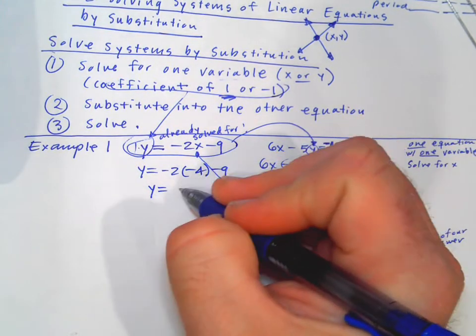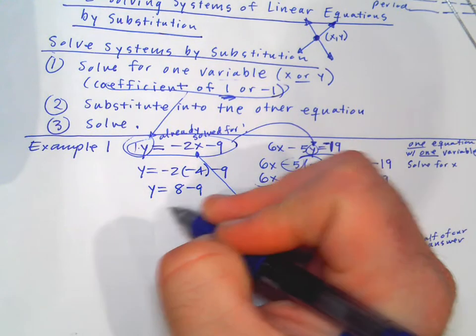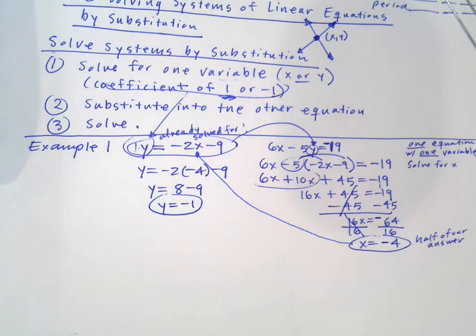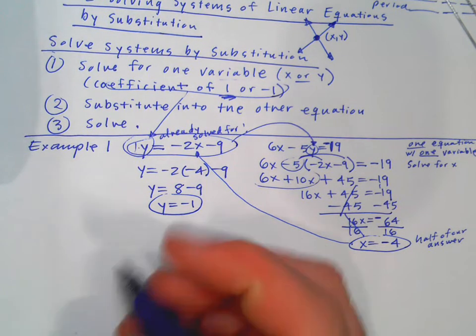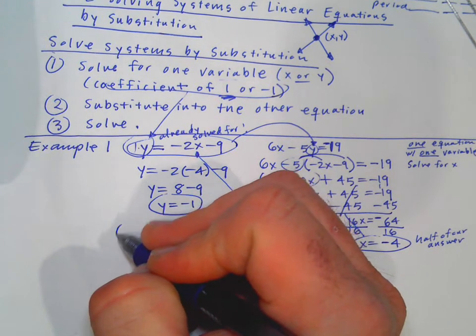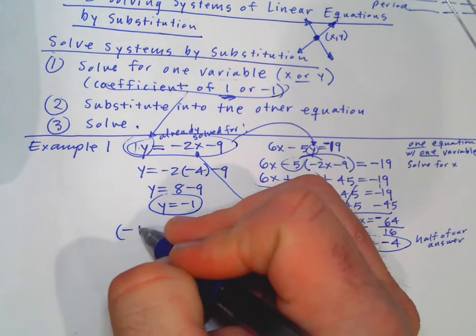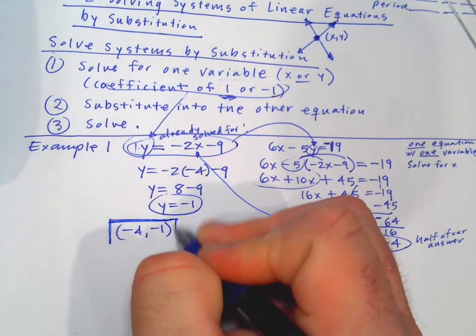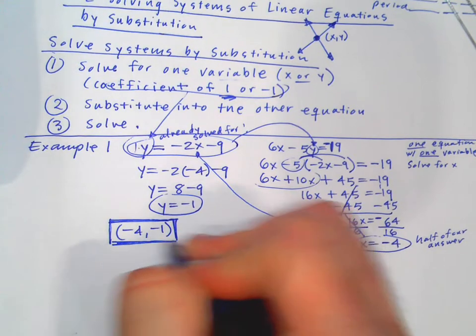Negative 2 times negative 4 is positive 8. 8 minus 9 is negative 1. That's the other half of our answer. Now we're going to write our answer as an ordered pair. X first, y second. Okay, so we're going to get x first, negative 4, y second. This is your answer in parentheses, x first, y second.